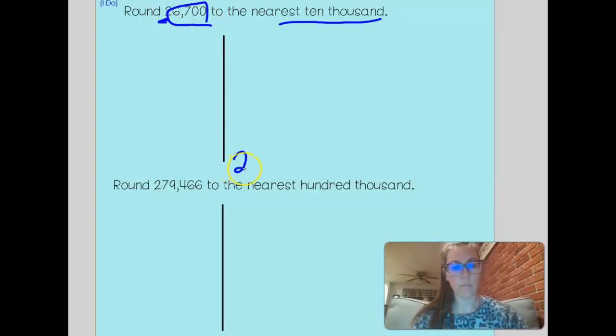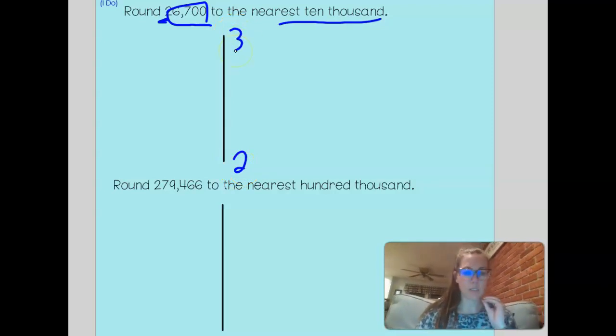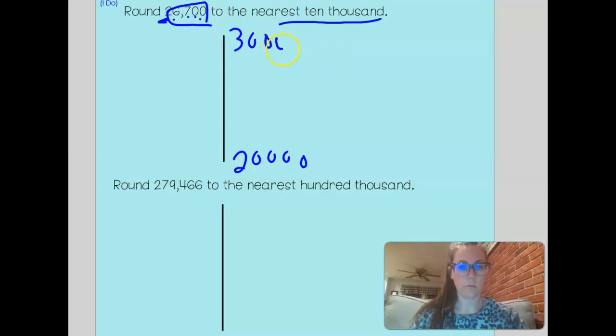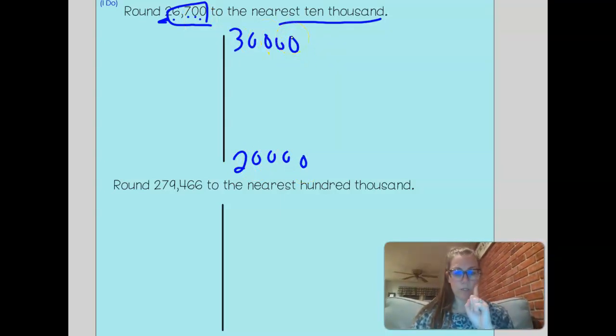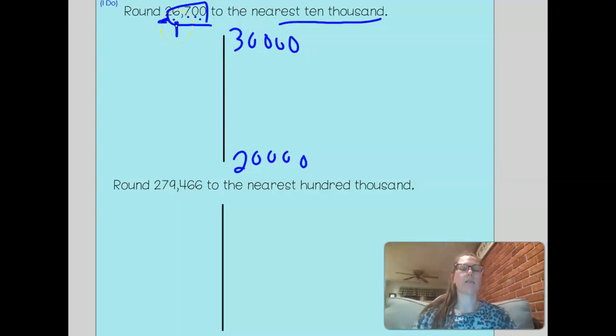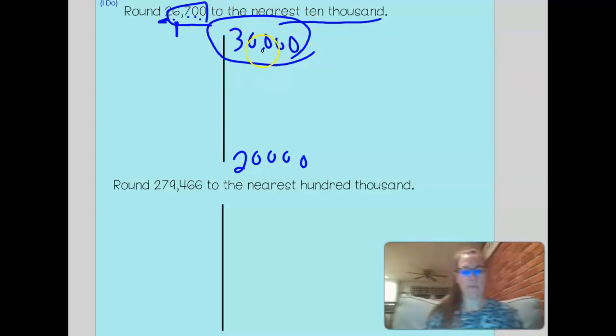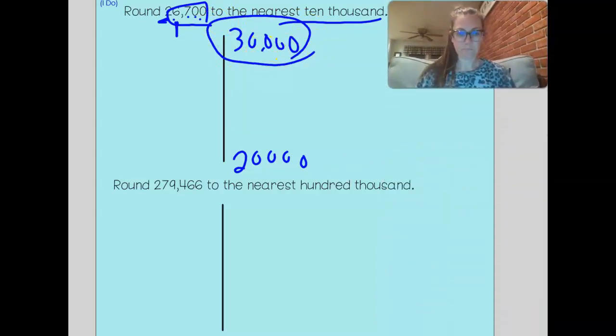Put 2 on the bottom. 1 more than 2 is 3 on the top. Everything in the box turns to 0. So that means I'm writing 4 zeros. 1, 2, 3, 4. Now I look at the first digit in the box. It is a 6. 4 or less, let it rest. 5 or more, up the score. 6 falls in the 5 or more category, so I'm going to up the score, and the number is rounded to 30,000.